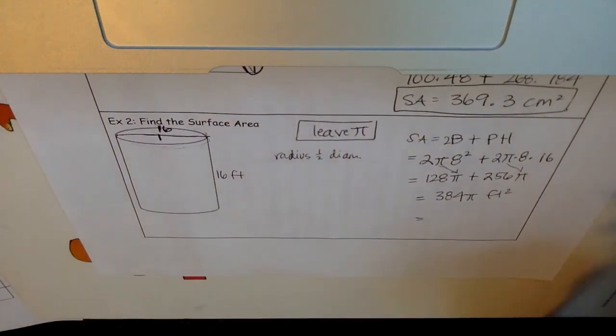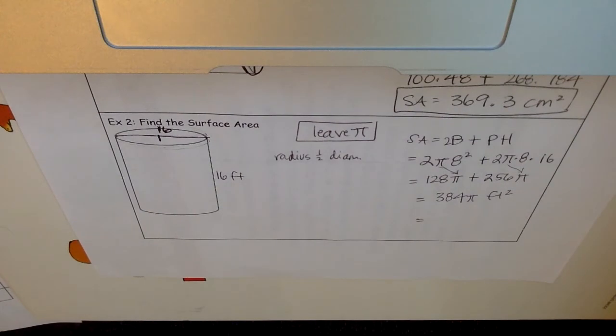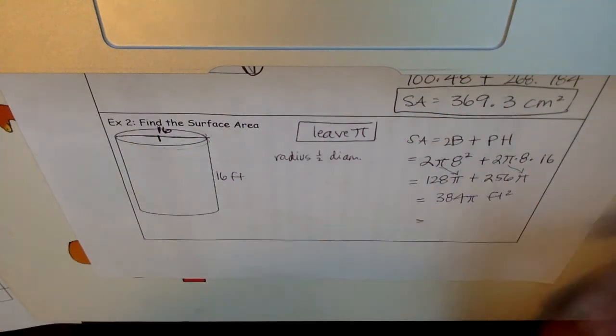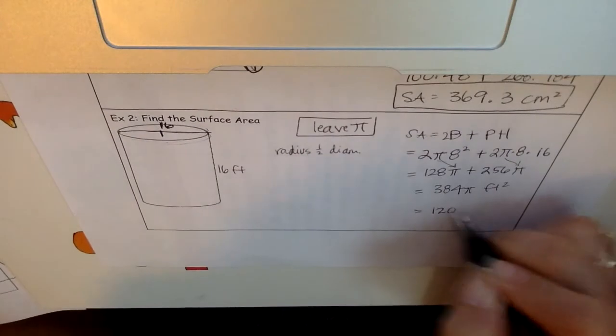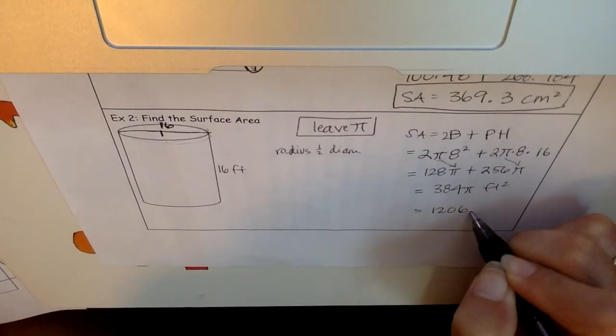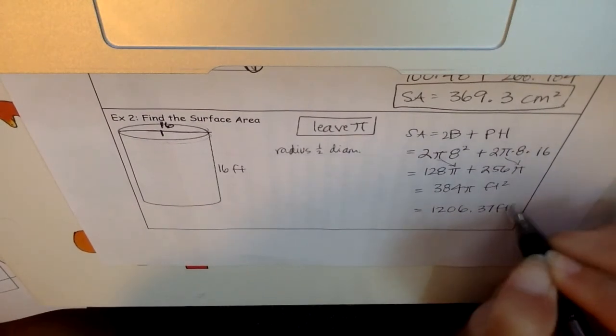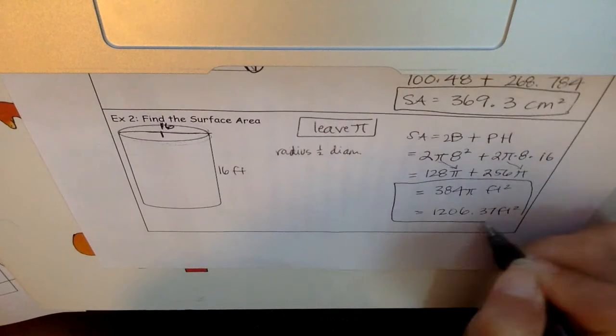So if you wanted to actually multiply it out times pi, you would use the pi key on your calculator. There is a pi button. I'll show you in class. And that is 1,206 and 3,700 feet squared if you want to round.